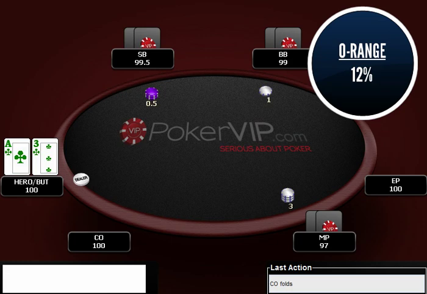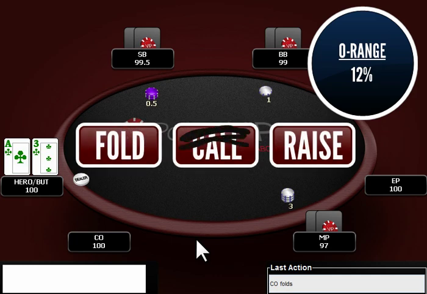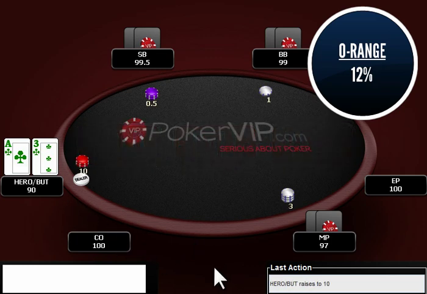Next we have to figure out what his C range would be. In this situation, we think that Ace-3 isn't strong enough to flat call, so our only options left are to fold or come over the top and 3-bet. Let's say we're thinking about 3-betting in this spot, and we want to see if this is going to be a profitable play.